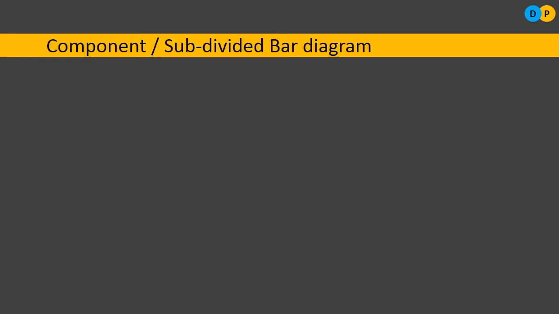If you want to show the expenditure having different components in one single bar, that can be constructed using a component or subdivided bar diagram. So what is a subdivided bar diagram? In this diagram we simply erect a rectangular bar. What will be the height of the rectangular bar? The height will be the total magnitude of all the variables.